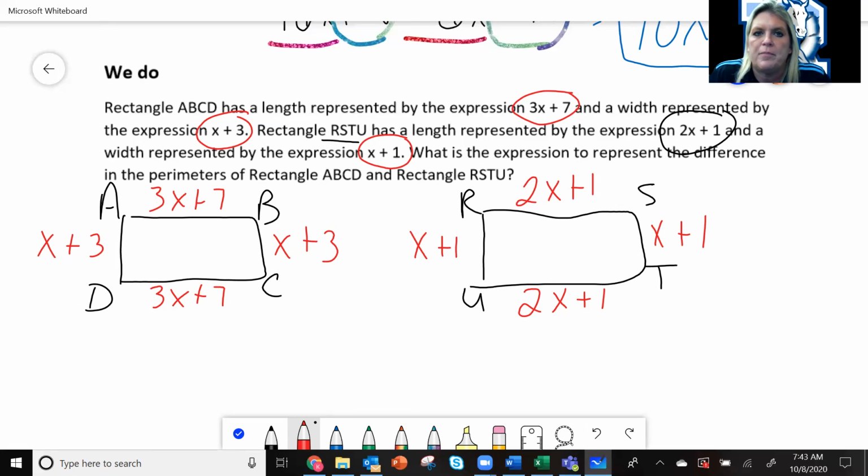That's the first step. The second thing, find the perimeter. So pause the video and find the perimeter of each rectangle. Then come back and see if you got that right.